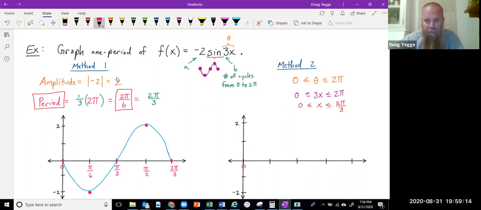So if I were to now plot 0 and 2 pi over 3 here, the method of finding the intermediate values is exactly the same. We're always going to be finding the midpoint, which is pi over 3. The midpoint between 0 and pi over 3 is pi over 6. The midpoint between pi over 3 and 2 pi over 3 is pi over 2. And once we have that, we can now start to plot our points and graph. So it turns out to be the exact same graph that we would have had before in the other method.